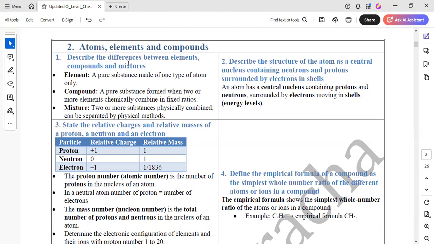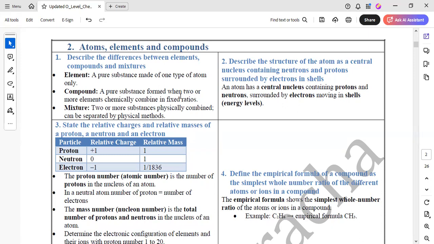A compound is a pure substance formed when two or more elements chemically combine in fixed ratios, like water, carbon dioxide, and there are many other examples as well. Mixtures are comprised of two or more substances, typically combined, and can be separated by physical methods. Examples of mixtures are air, sea water, and there are other examples as well.